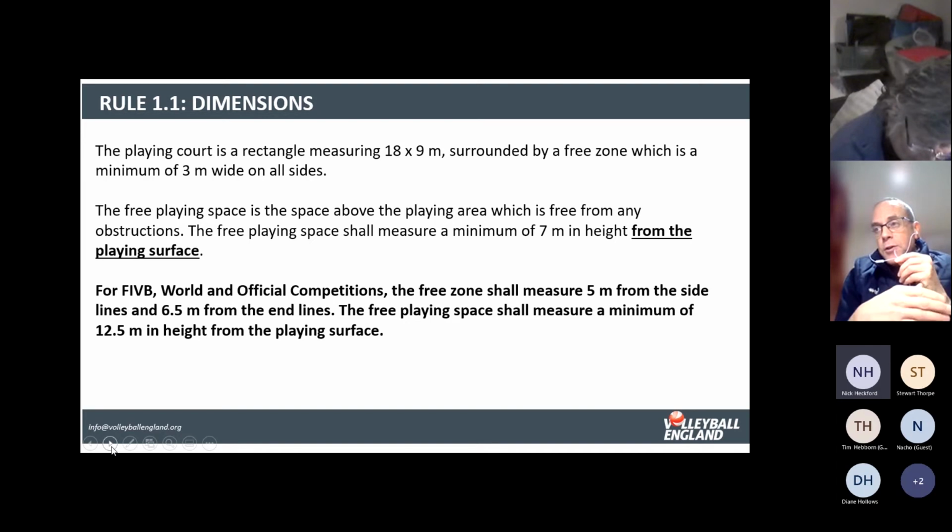And hopefully you can find enough space to ensure that the free zone on each side of the court is roughly the same size as well, although that's more problematic than the service zones in most of the halls that we use.